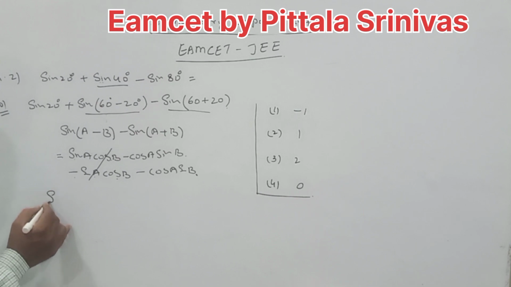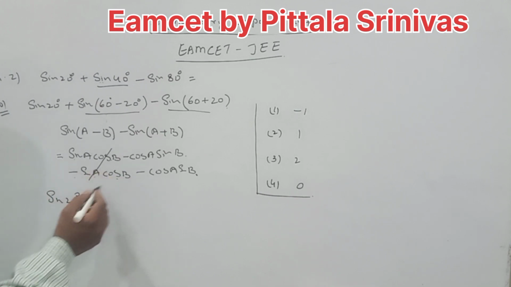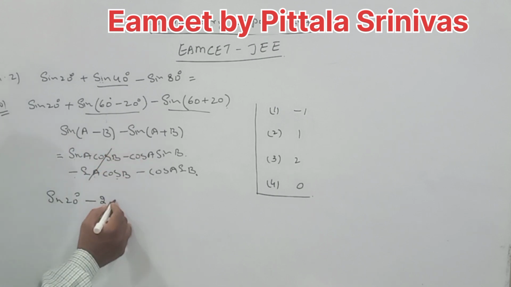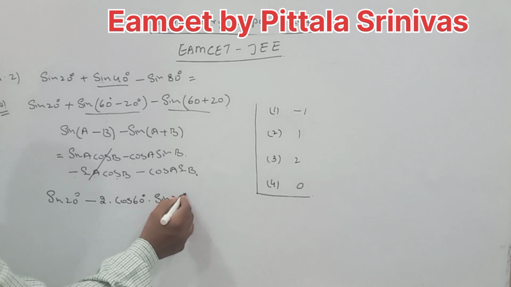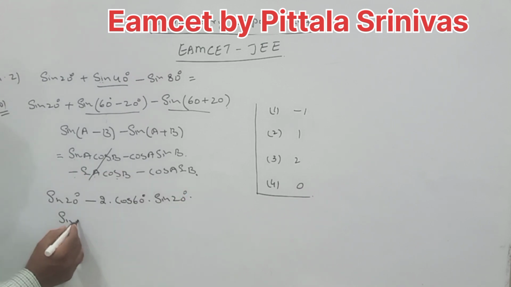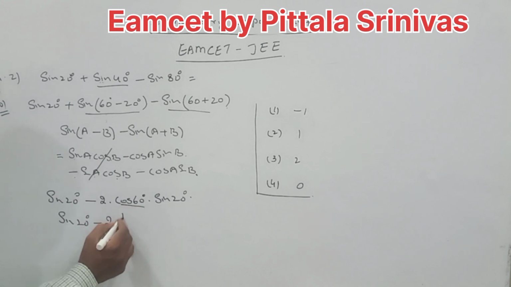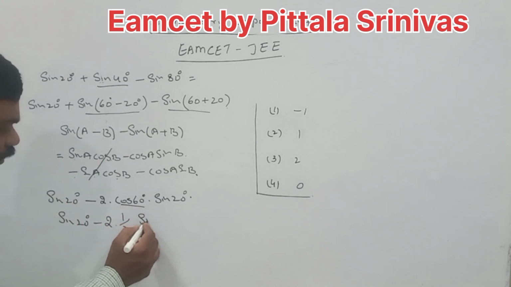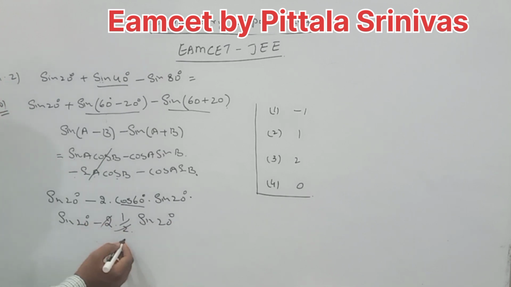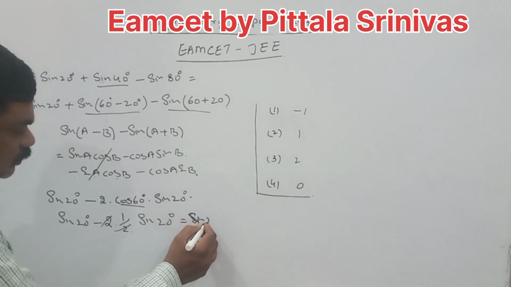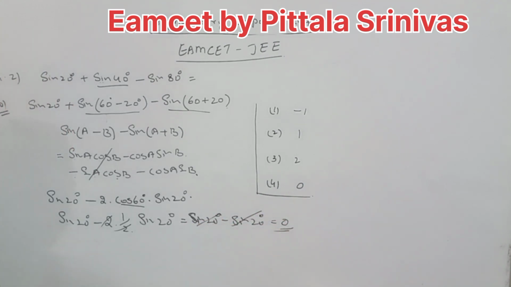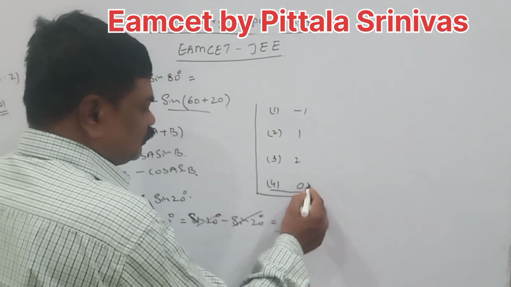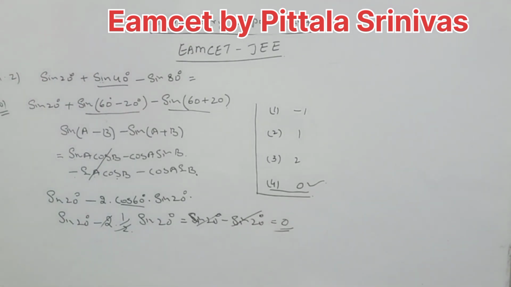We have sin 20 degrees minus 2 into cos 60 degrees into sin 20 degrees. Okay, all of you. So sin 20 degrees minus 2 into cos 60 degrees, value 1 by 2, into sin 20 degrees. So 2 cancel. This is sin 20 degrees minus sin 20 degrees, this cancels, equal to 0. So this value will be 0. So option 4 is the answer. Okay, all of you. That's all.